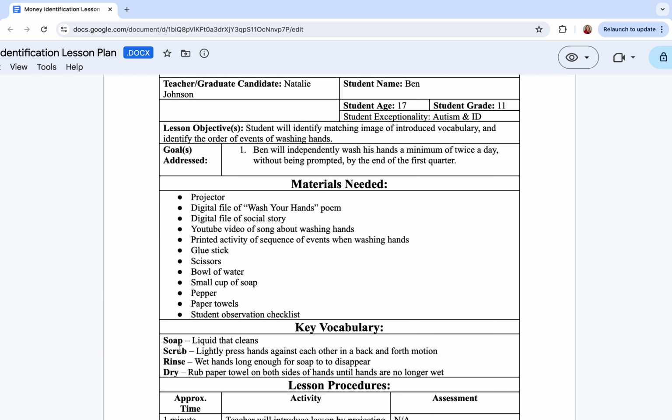Key vocabulary will be soap, which is a liquid that cleans; scrub, which means lightly press hands against each other in a back and forth motion; rinse, which is wet hands long enough for soap to disappear; and dry, rub paper towel on both sides of hands until hands are no longer wet.